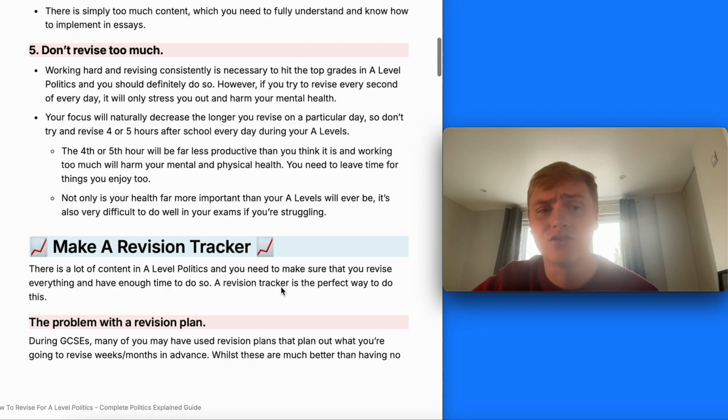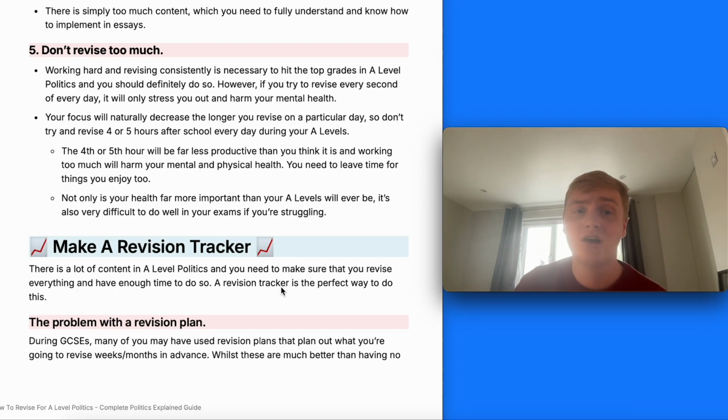And the fifth thing, I think this is really important, is don't revise too much. Working hard and revising consistently is really important, and it's necessary to hit the top grades in A-level politics, and you should definitely work hard and revise consistently. But if you try to revise every single second of every single day, it's only going to stress you out and harm your mental health. Your focus will naturally decrease the longer you revise on a particular day.